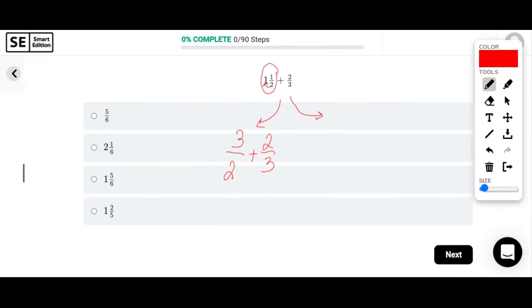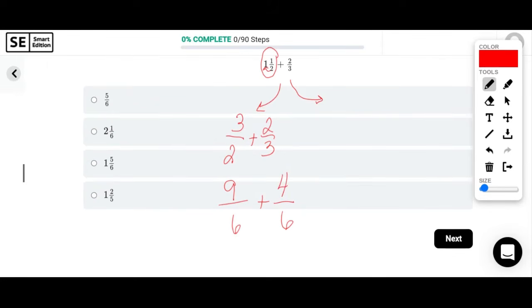So I'm going to find a common denominator, which in this case would be 6. And 3 over 2 is the same thing as 9 over 6. 2 over 3 is the same thing as 4 over 6. And then I can just add these together and get 13 over 6, which is the same thing as 2 and 1/6, because 6 goes into 13 twice with 1 left over. So that's if I want to worry about the improper fraction first.